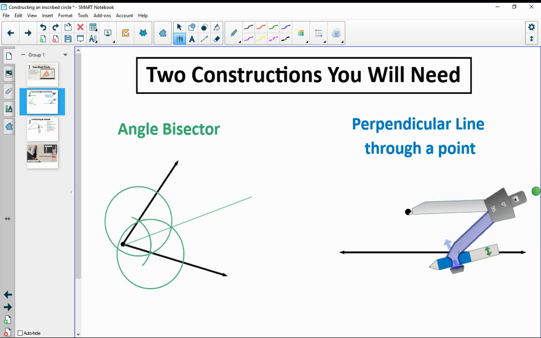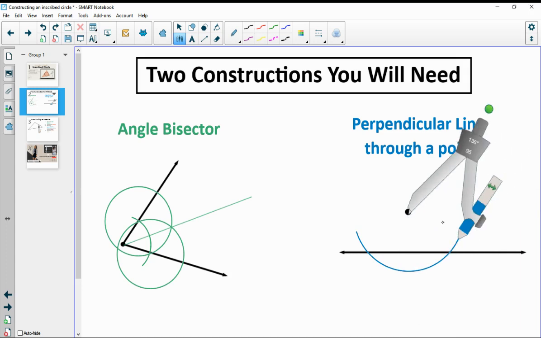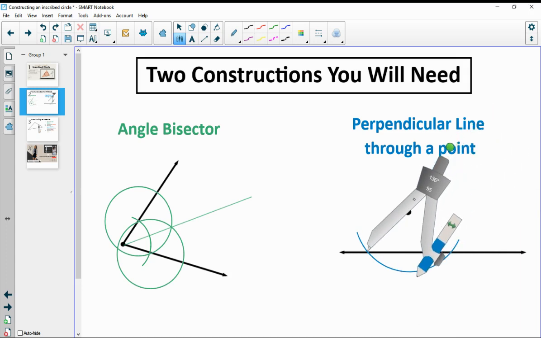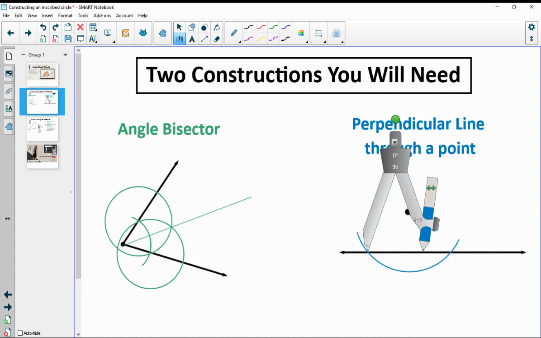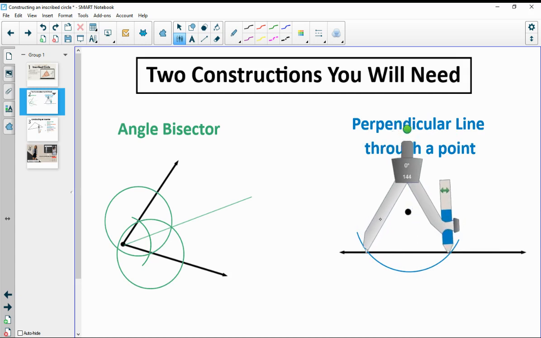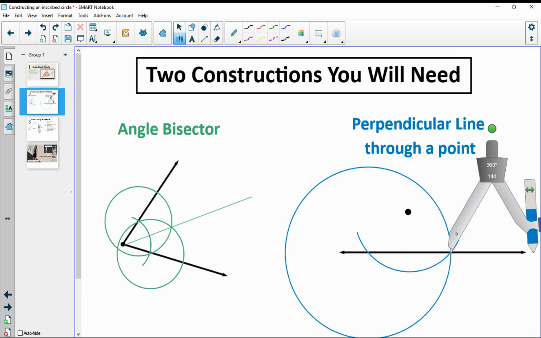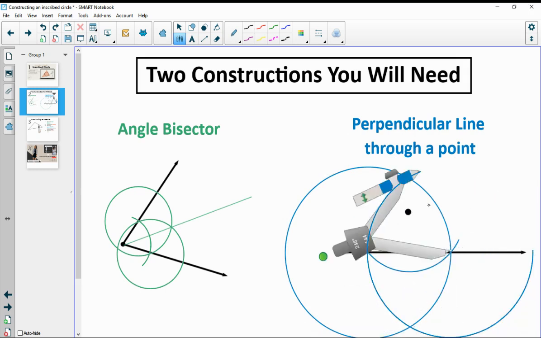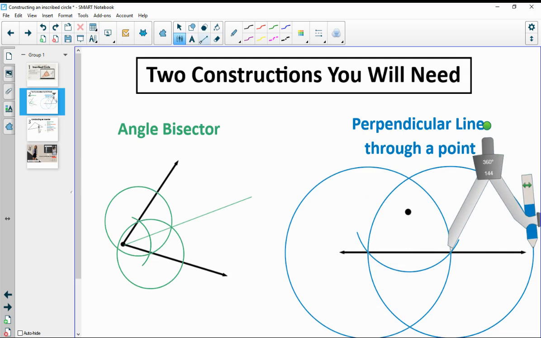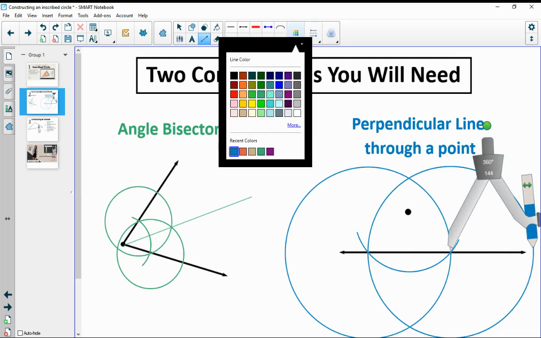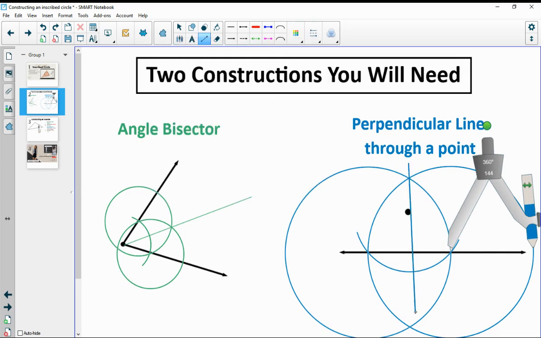So for this one, we start by getting an arc that crosses the line. Then we will open our compass to the width of that intersection. So set your compass on one intersection point, open it to the width of the other, draw a circle. Then move your compass to the other intersection point and draw the same sized circle. Then you're going to connect these intersection points, and that will give you your perpendicular line that goes through that point. So it's going to be perpendicular here, and we can see that it goes through that point.